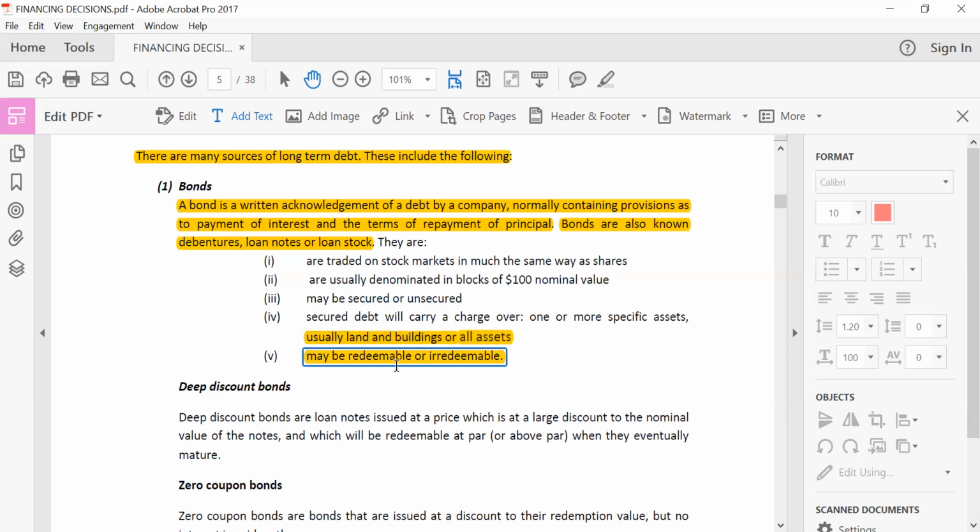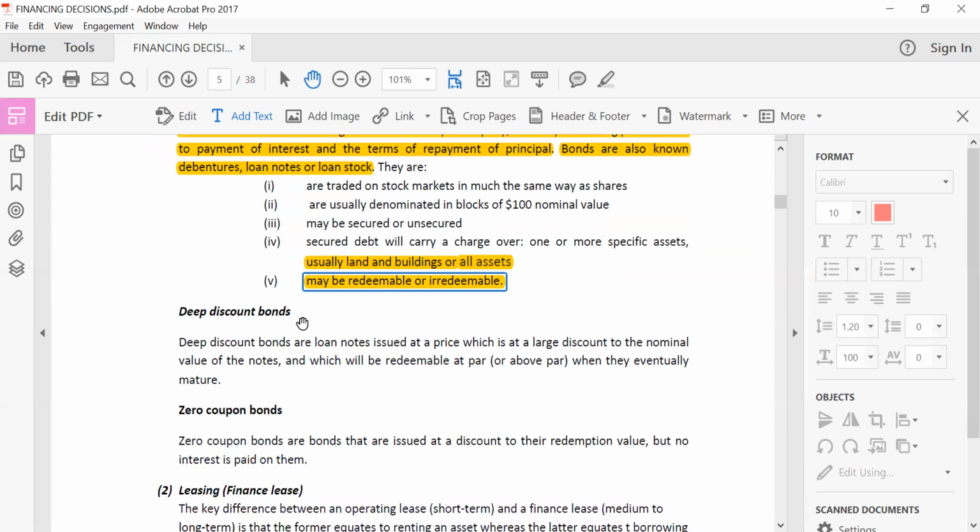So we are saying that bonds may be redeemable or irredeemable. Deep discount bonds. Let's explain. These are some terminologies. You have to learn them just in case, right? Deep discount bonds are loan notes issued at a price which is at a large discount to the nominal value of the notes. So it's a large discount. So it's a deep discount. A discount is a reduction, right?